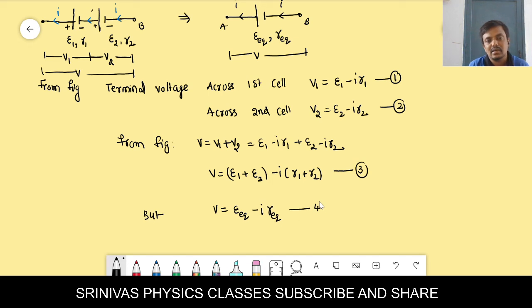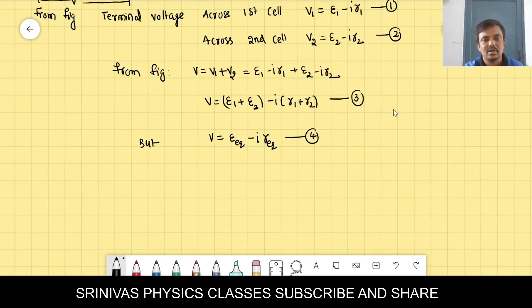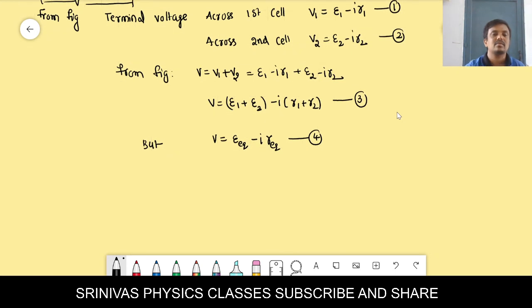Okay, right. Next we can compare these two equations. This is for the two cells, and if these two cells act as a single cell, we get equation 4 for the single cell and equation 3 for the two cells, right? Now both are the same, so at that moment we can compare them. If you compare equation 3 and equation 4, you will get something.